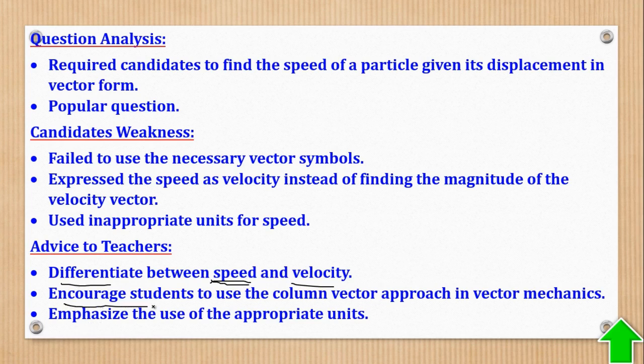Then teachers should encourage students to use the column vector approach in vector mechanics. It's advisable to use a column vector because here you'll have bypassed the i, j, and k. Because if you want to use i, j, and k and you don't put a tilde, then you're going to miss the marks. Then teachers should emphasize the use of appropriate units. So you must know the units for speed, velocity, acceleration, and all that.